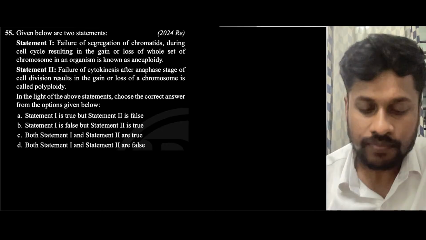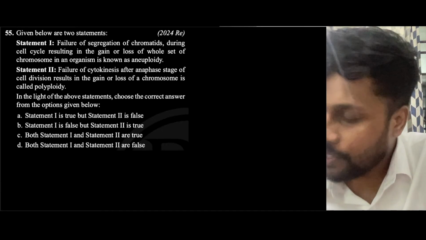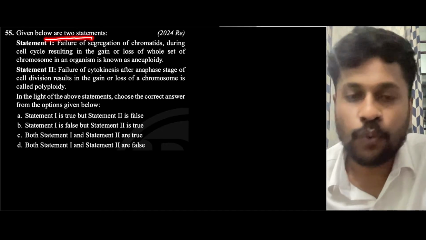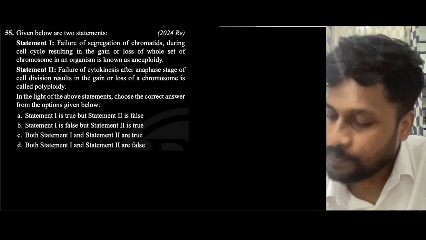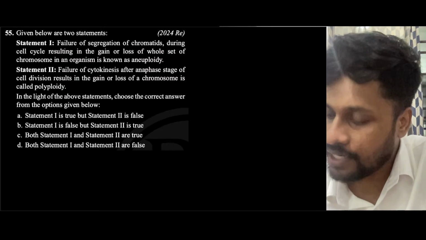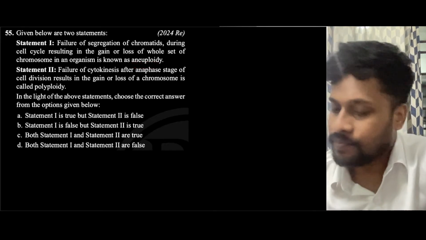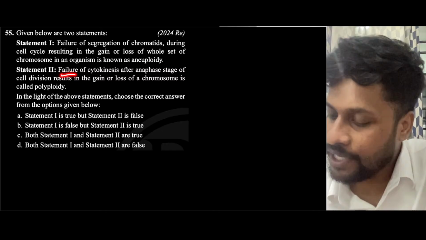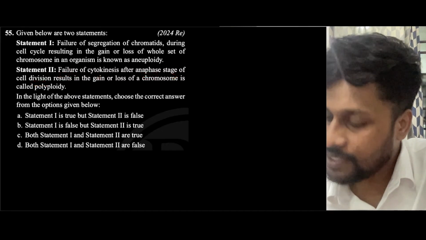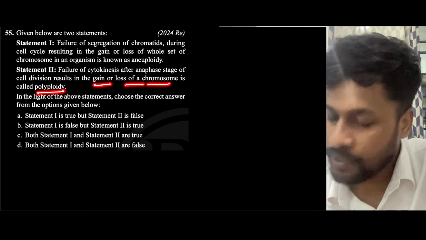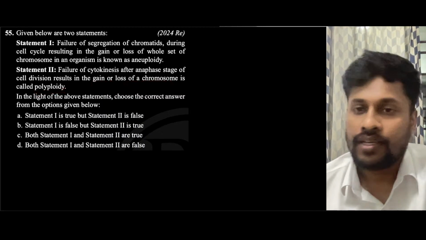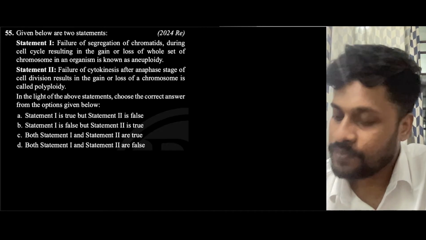Okay, fine. So here the question is: given below are two statements. Statement 1, failure of segregation of chromatids during the cell cycle resulting in the gain or loss of whole set of chromosome in an organism is known as aneuploidy. Statement 2, failure of cytokinesis after anaphase stage of cell division results in the gain or loss of a chromosome is called polyploidy. So what will be the answer here? Tell me.